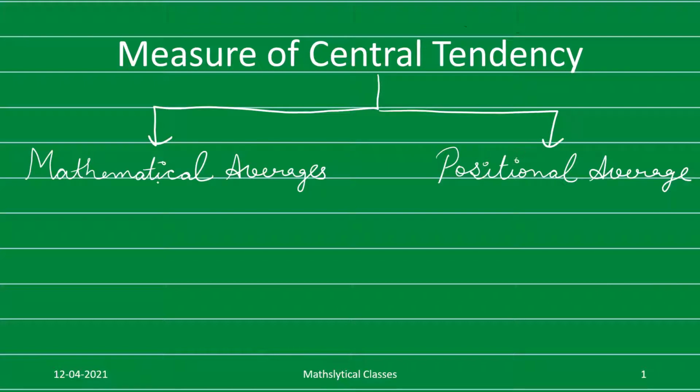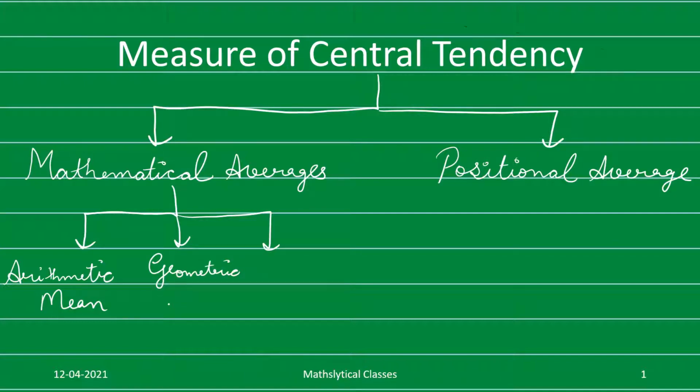Mathematical averages, as the name suggests, are calculated with the help of a mathematical formula. There are three types of mathematical averages. The first one is the arithmetic mean, the second one is the geometric mean, and the third one is the harmonic mean.